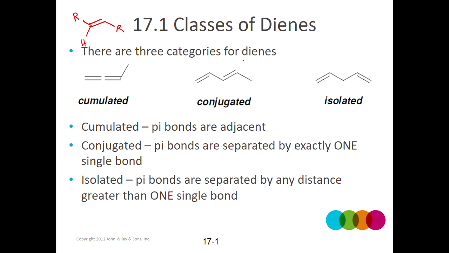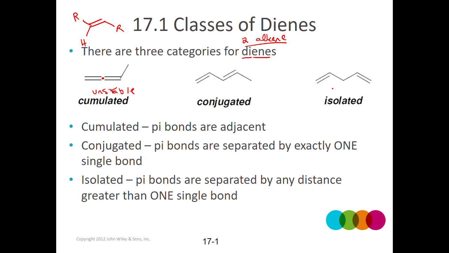So if I have more than one alkene, specifically a diene, meaning two alkenes, then the proximity between the pi bonds has a big impact on the behavior of those structures. So there are really three options. Cumulated, we'll find, is relatively unstable. In a cumulated diene, the two alkenes are coming off of the same carbon, and that's unstable relative to the other options.